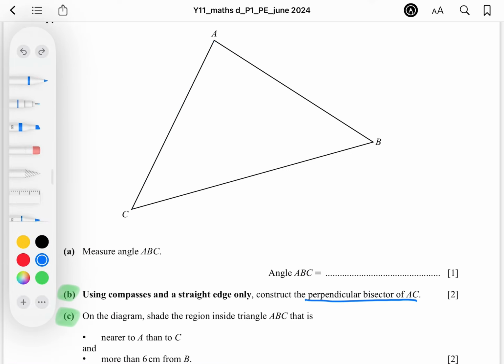Now it's easier if you move your paper such that AC is in front of you. So from A, using your compass, you just construct. No measuring is required. Just open up your compass long enough, and then using the same measurement, without changing the length of your compass, you construct from C, and then use a ruler to join the 2 points together. This is your perpendicular bisector. So make sure it passes through the shape.